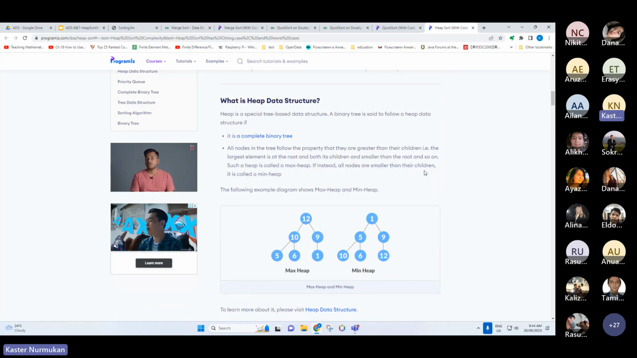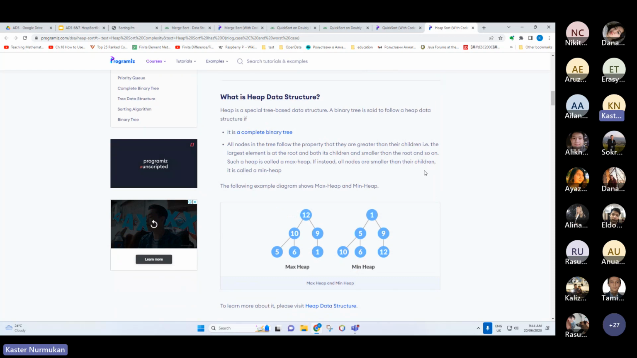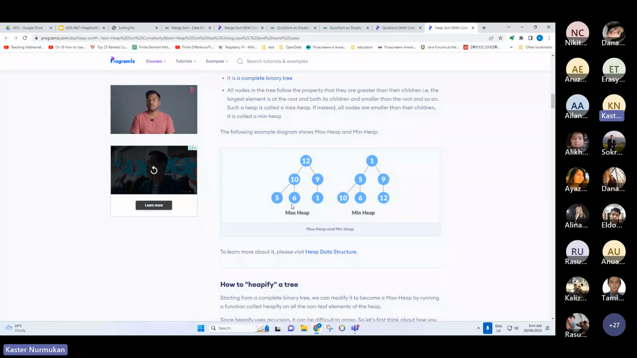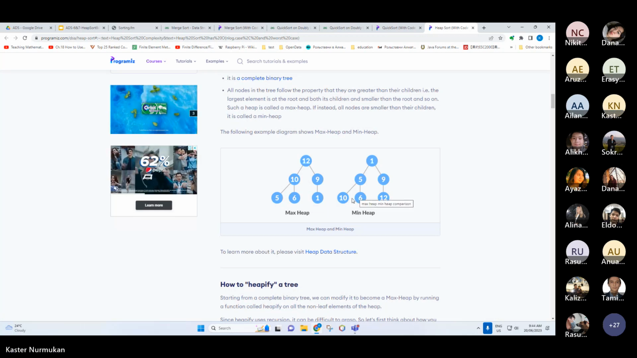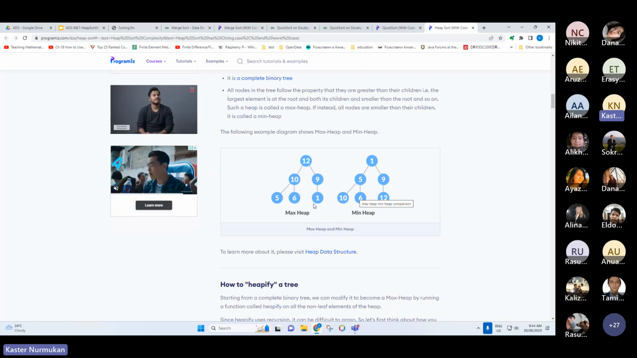Heapsort uses a complete binary tree. We also talked about what min heap and max heap are. A complete binary tree is always organized from left to right, putting the left child first. As you can see, that's a complete binary tree. That's a max heap. That's a min heap. There's no problem.